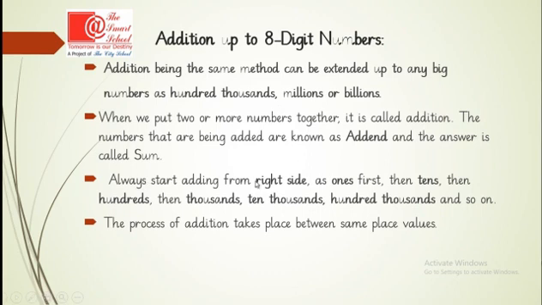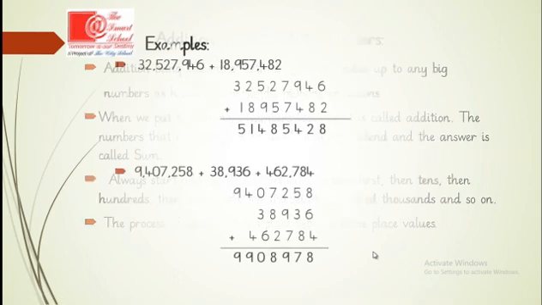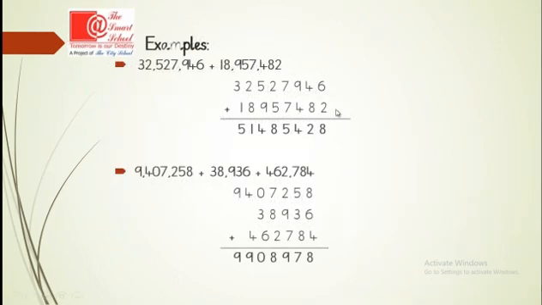Always start adding from right side as ones first, then tens, then hundreds, then thousands, then 10,000s, 100,000s and so on. The process of addition takes place between same place values like ones with ones, tens with tens and so on. Now we will take some examples which I hope you can do yourself very easily.